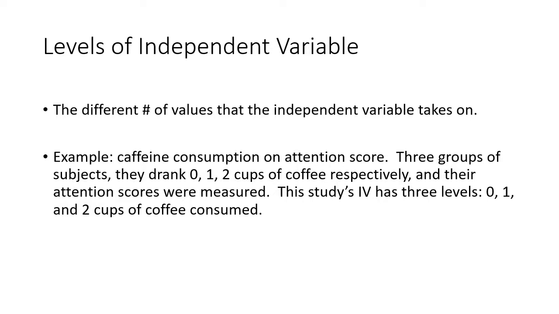Now, the levels of the independent variable is basically the number of values that the independent variable takes on. So for the example here, caffeine consumption on attention score, let's say you have three groups of subjects and they drink 0, 1, and 2 cups of coffee respectively, and their attention scores were measured. So in this study, the independent variable has three levels: 0, 1, and 2 cups of coffee consumed. All right, so this study will have three levels.